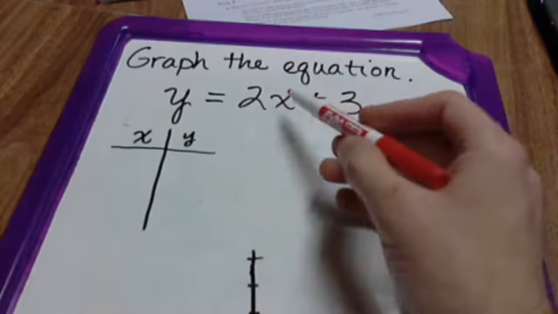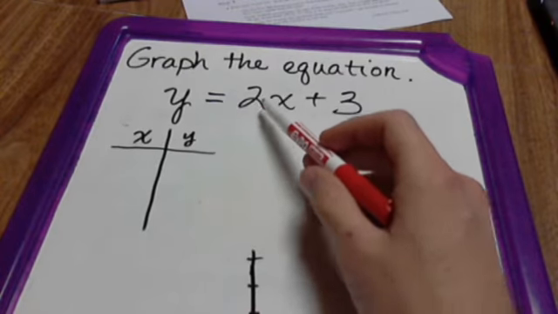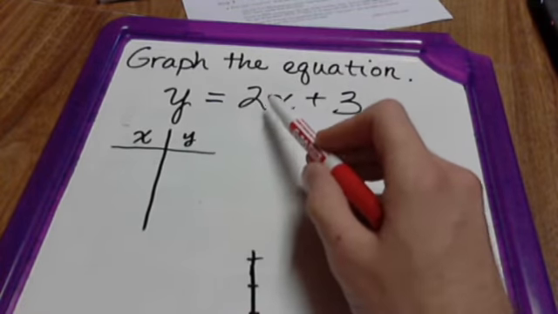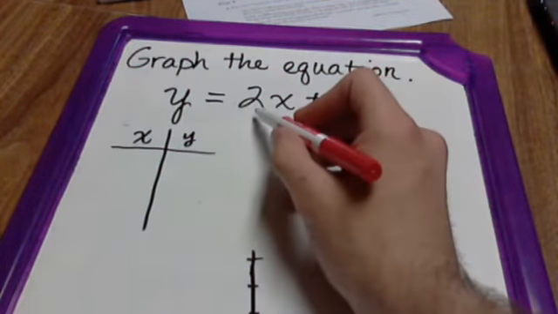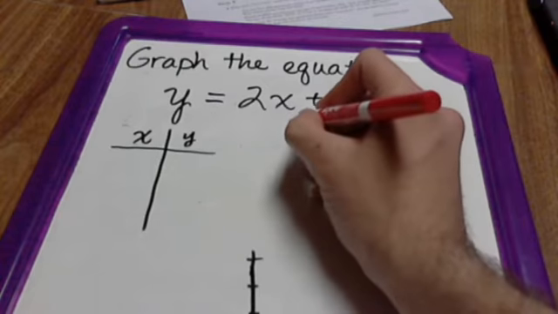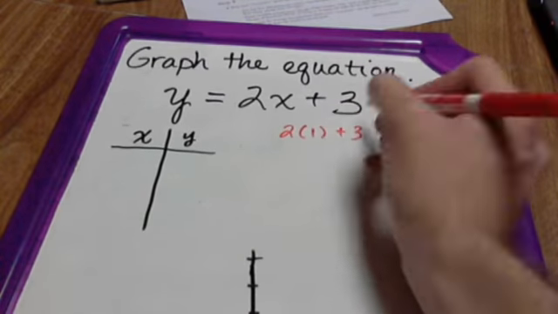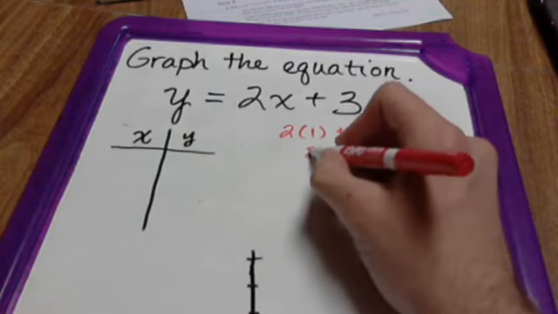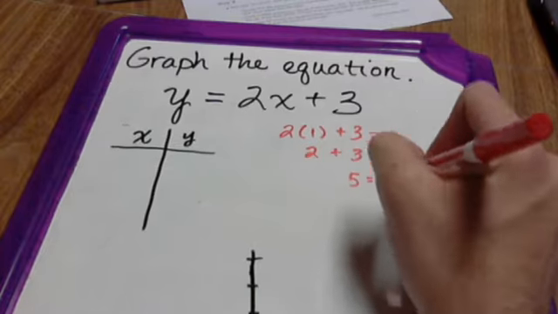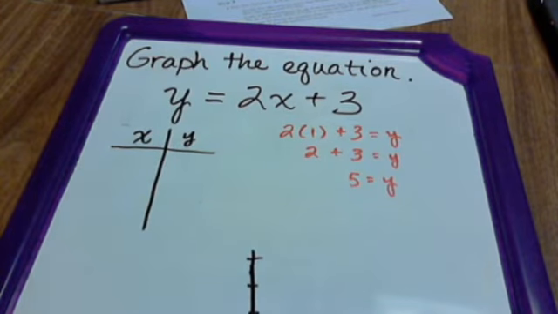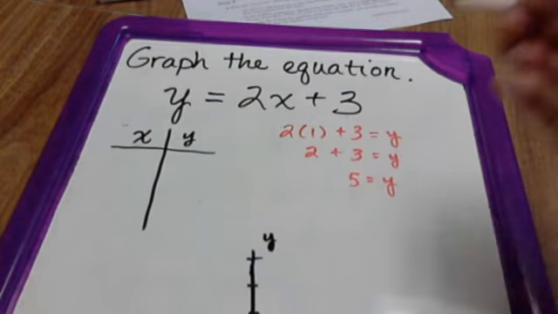So, what this is saying is that when x is something, we can get a y out of it. Say if I put in a 1 for x, I get 2 times 1 plus 3 equals y, and I get 2 plus 3 equals y, so 5 equals y. So this is saying that when x equals 1, y equals 5. I can plot that on my graph as a point, also known as an ordered pair.